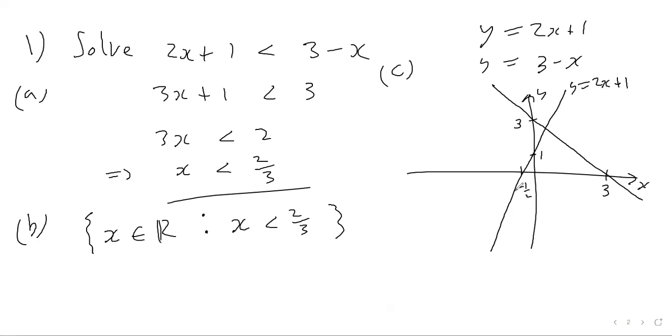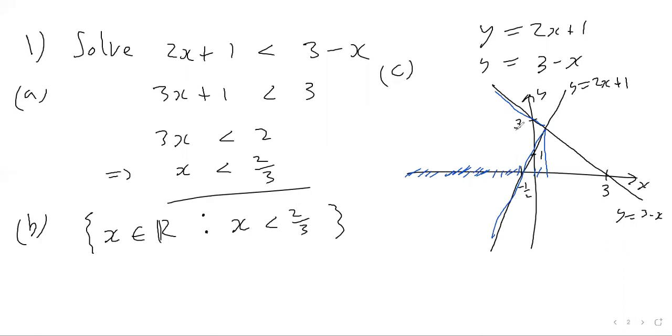What you'll notice then is that the inequality is asking us to solve 2x plus 1 is less than 3 minus x. So where is the graph y equals 2x plus 1 lower than the y equals 3 minus x graph? It is lower in this set of x values here. When you pick a number on the x-axis here, the graph for y equals 2x plus 1 is a lower number than the 3 minus x graph. Again, I've made a mistake here. This should be 3 minus x. Let me just write this down here, 3 minus x.